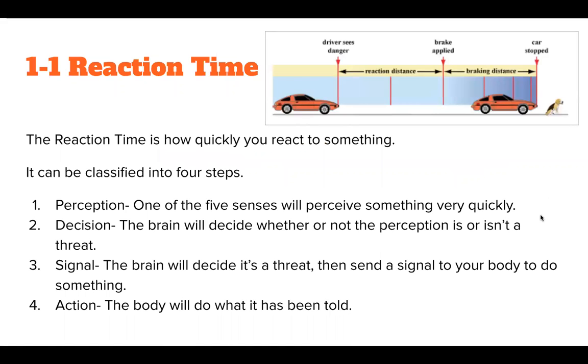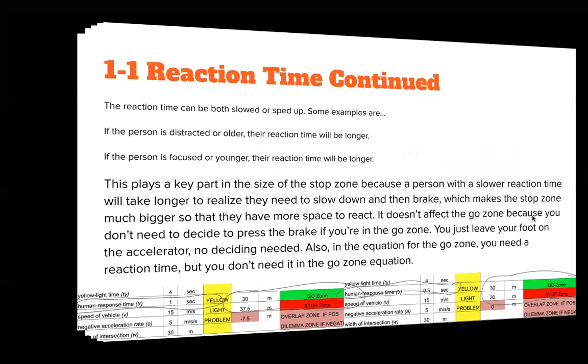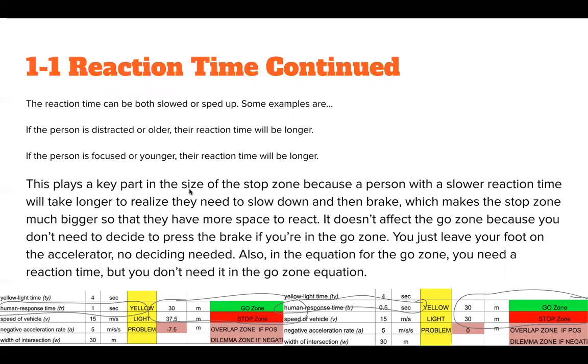All right, so the first section, 1-1, is reaction time. This plays a key part in the size of the stop sign because a person with a slower reaction time will take longer to realize they need to slow down and then brake, which makes the stop sign much bigger, so they will have more space to react.